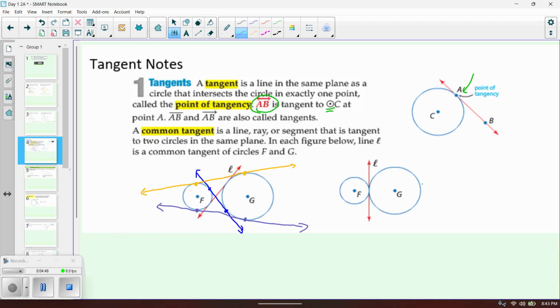You can almost always have four. You kind of have that X in the middle, and then you have one on top and one on the bottom.